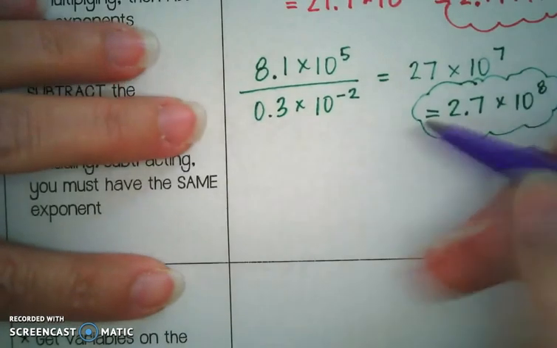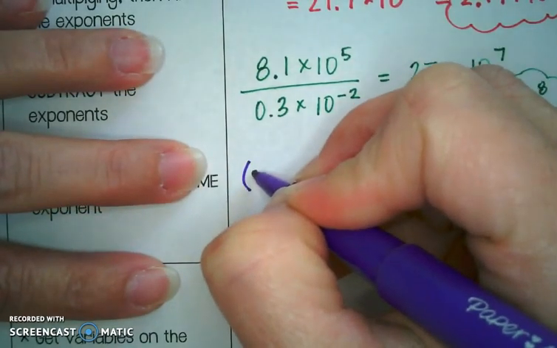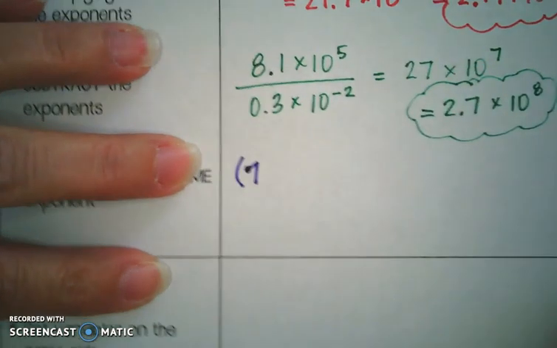So let's say that we had 7, I feel like I keep using all the same numbers. That's because I am.